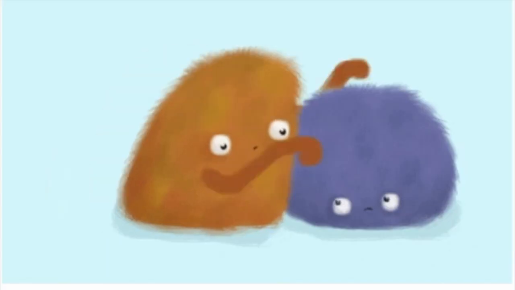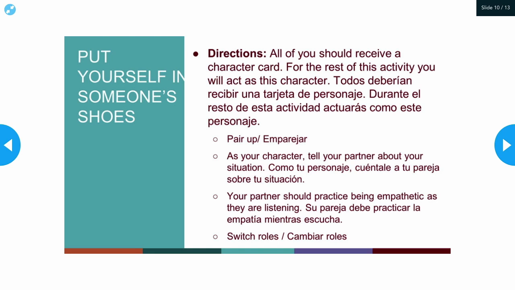How would you empathize with Peter? Different scenarios like this you would create for the students in order to see how they would demonstrate empathy towards each other. You can create these examples, and then students would switch roles. So each person, depending on the number of students that you have, each person would have a character.